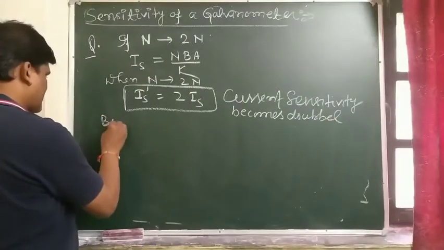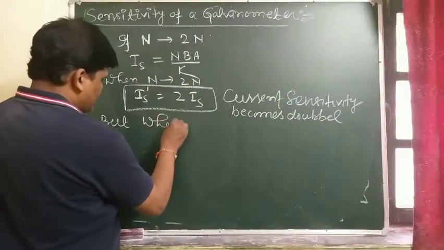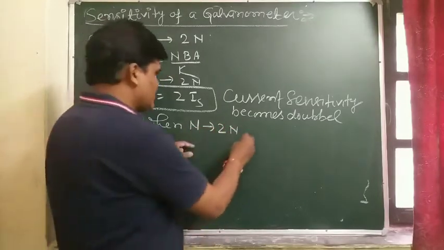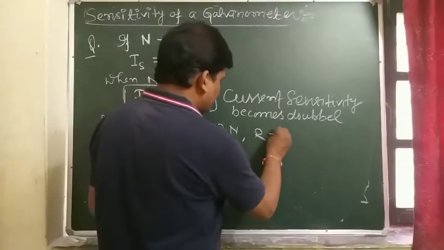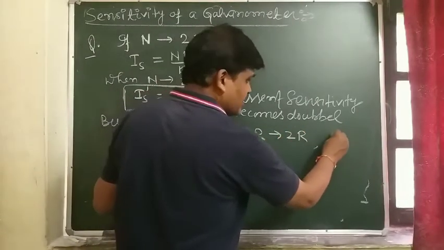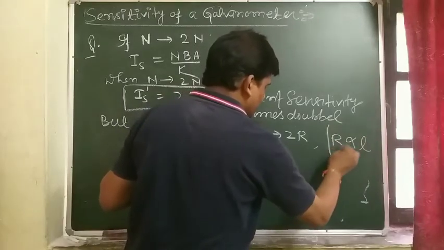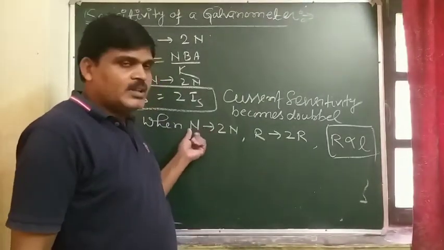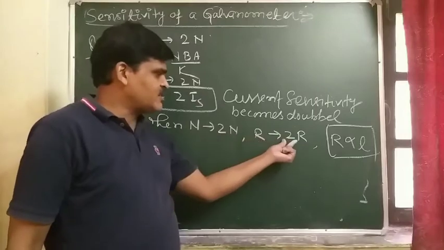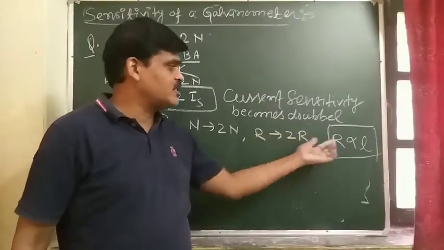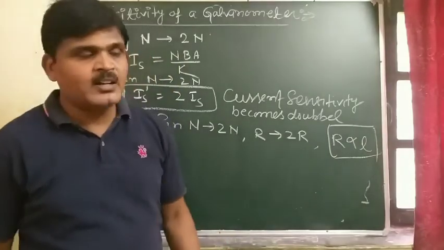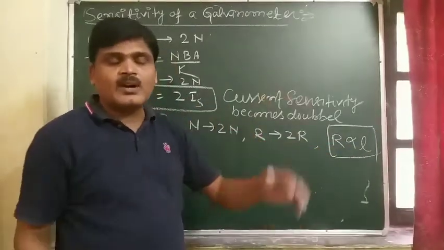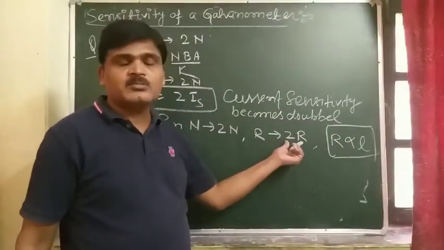But when N tends to 2N, meaning the number of turns of the coil is doubled, the resistance of the coil will also become double, because R is directly proportional to the length of the wire. When the length of the coil is doubled, the resistance of the coil will also be doubled.